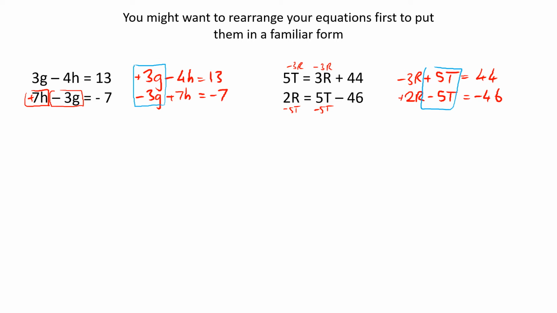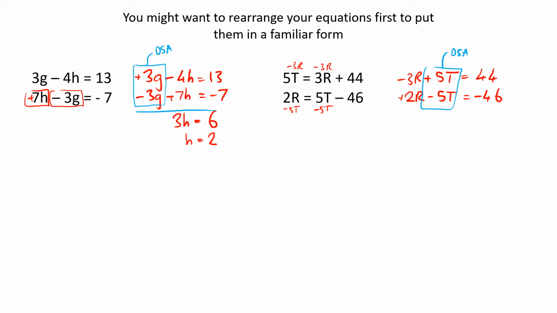In both these cases, we've got plus 3G and minus 3G. We've got plus 5T and minus 5T. These are different signs, so we are going to add. So we'll do that. 3G plus minus 3G should cancel out. If it doesn't, there's a mistake there. Minus 4H plus 7H, that's going to go to 3H. And 13 plus minus 7 is 6. So we can divide by 3 and we can get H is equal to 2.